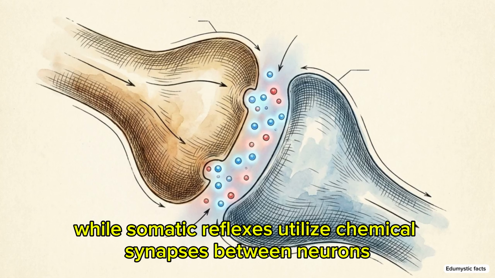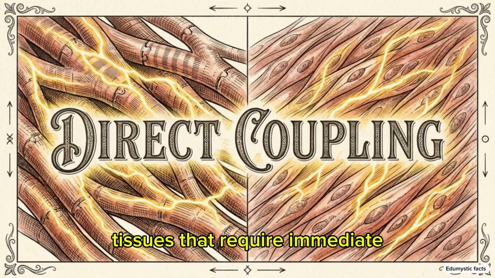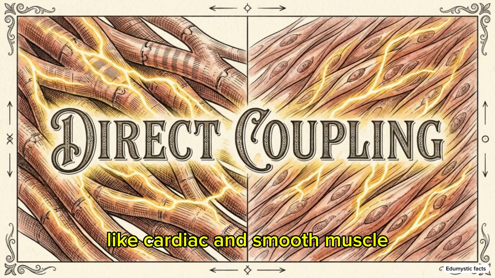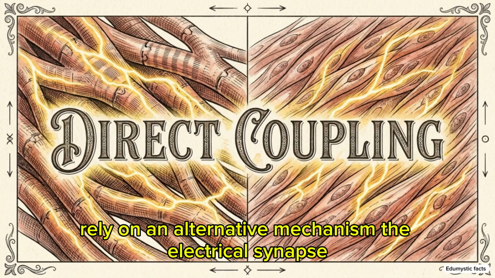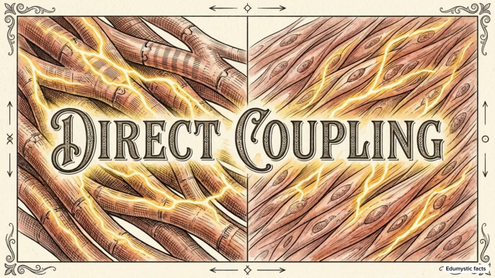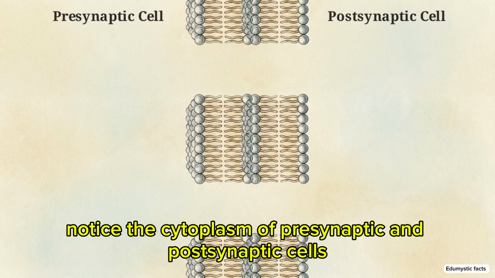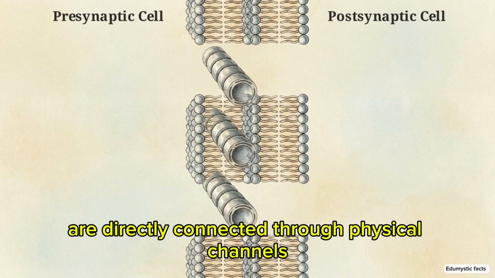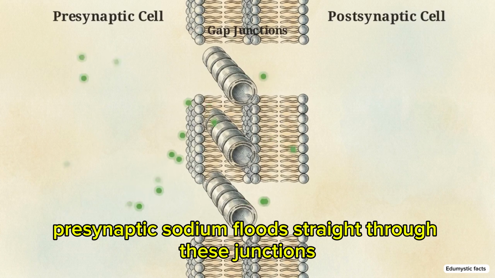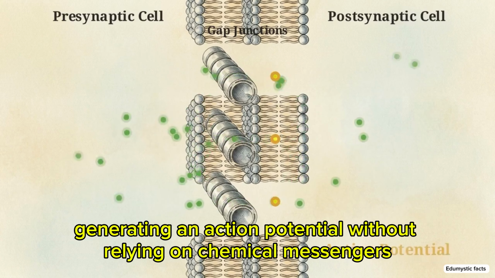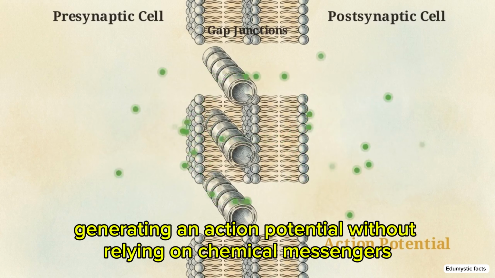While somatic reflexes utilize chemical synapses between neurons, tissues that require immediate, synchronized, and bidirectional responses, like cardiac and smooth muscle, rely on an alternative mechanism, the electrical synapse. This diagram shows an electrical synapse. Notice the cytoplasm of presynaptic and postsynaptic cells are directly connected through physical channels called gap junctions. Presynaptic sodium floods straight through these junctions into the adjacent cell, generating an action potential without relying on chemical messengers.